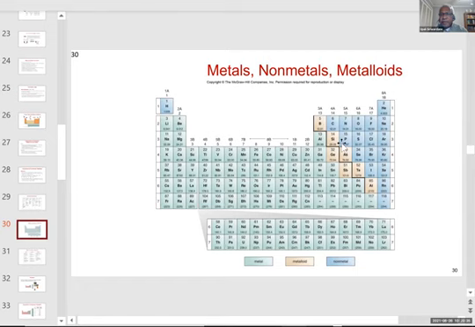The elements in between are called metalloids. Metalloids are the 7 elements: boron, silicon, germanium, arsenic, stibium, and tellurium and astatine.